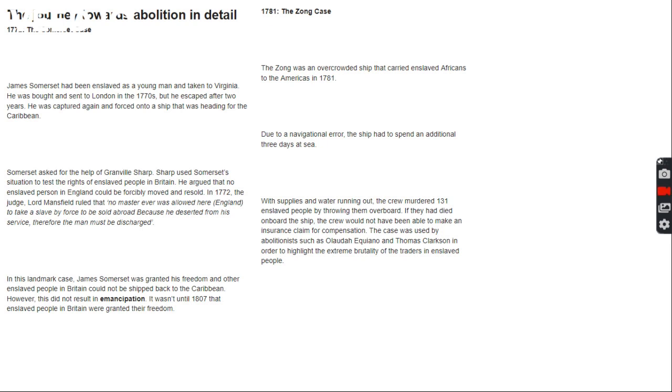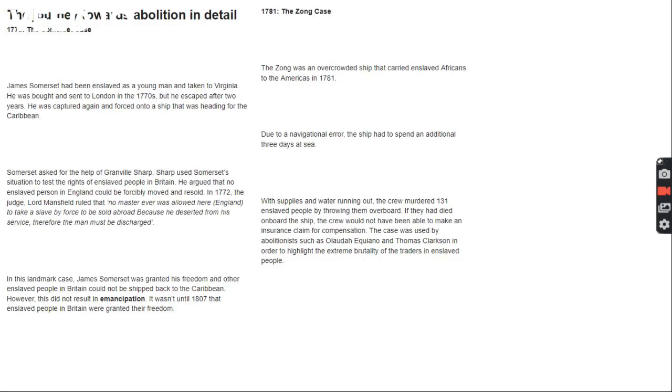He argued that no enslaved person in England could be forcibly moved and resold. In 1772, the judge, Lord Mansfield, ruled that no master ever would be allowed to take a slave by force to be sold abroad because he deserted from his service. Therefore the man must be discharged. In this landmark case, James Somerset was granted his freedom and other enslaved people in Britain could not be shipped back to the Caribbean. However, this did not result in emancipation. It wasn't until 1807 that enslaved people in Britain were granted their freedom.